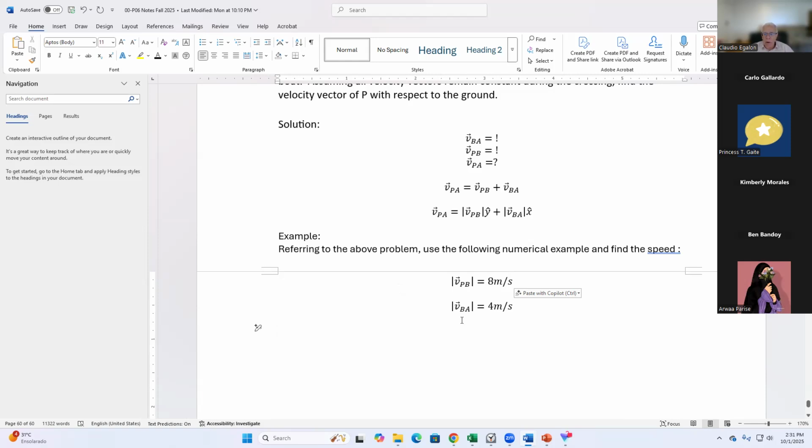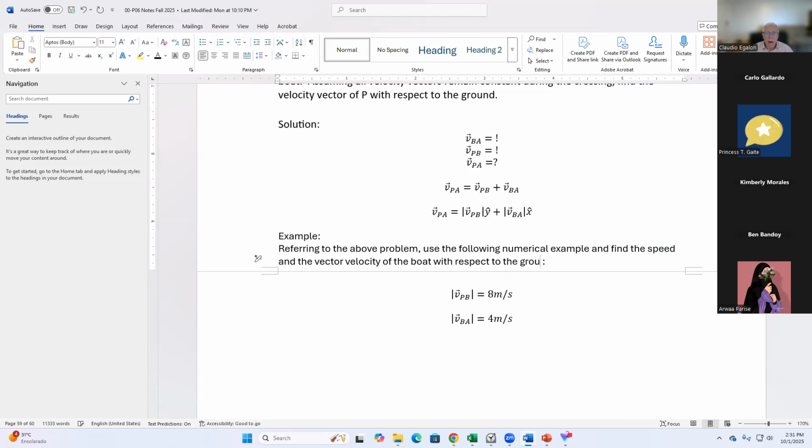Referring to the above problem, use the following numerical example and find the speed and the vector velocity of the boat with respect to the ground. Okay? So here you go. Solution.